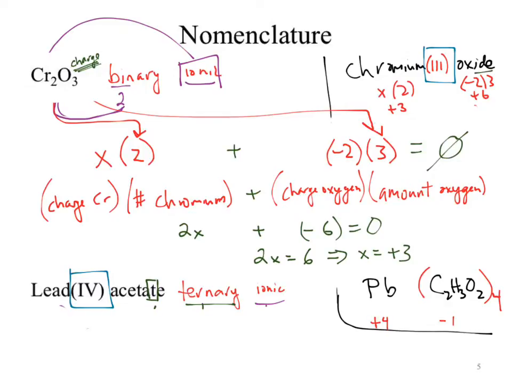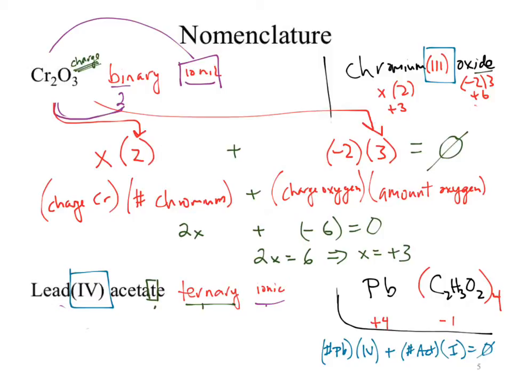Is lead. Remember, the charge must come out to be equal. So the number of lead times its charge, that's supposed to be a Roman numeral, that's close enough, plus the number of the acetate times its charge must equal 0 because it's a neutral compound. At this point, I don't know the number of lead and I don't know the number of the acetate. So what do I do?